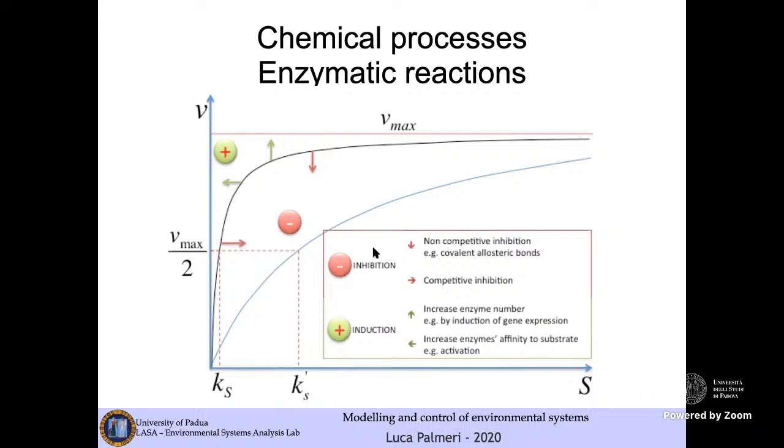Then the other way of changing the reaction conditions is that of induction. Induction means increasing the speed of the reaction. And you have induction if you have an increasing enzyme number. So, for example, induction of gene expression of various enzymes in biology is one of the mechanisms. Or if you have an increase in enzyme affinity to the substrate.